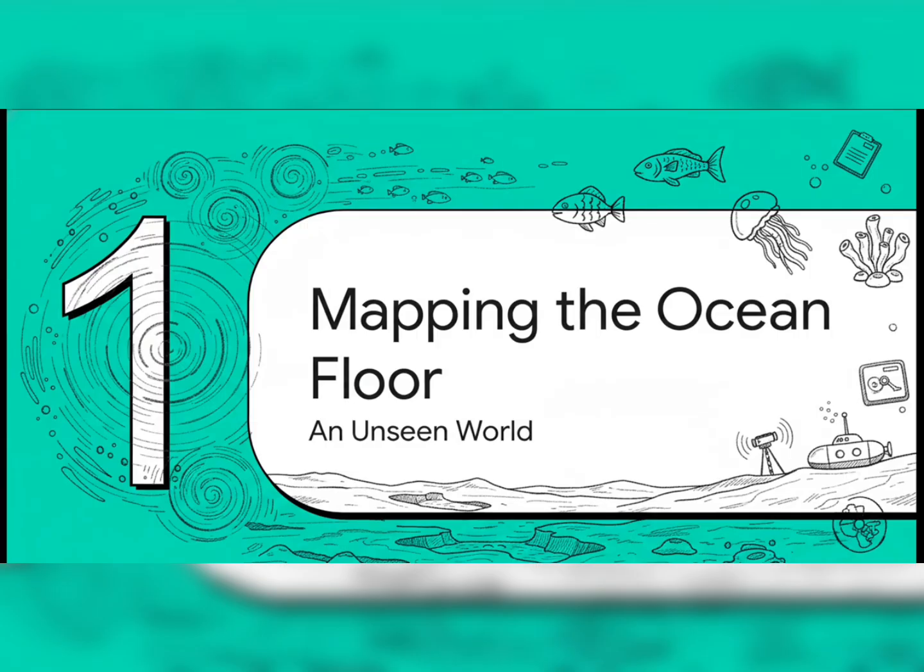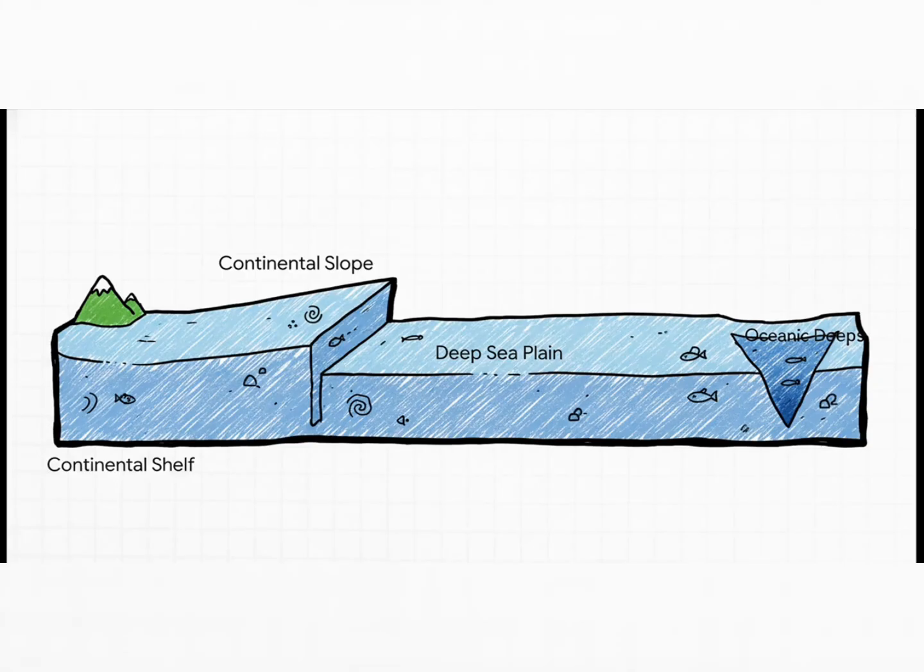Okay, first things first. Before we can explore, we need a map. So let's get the lay of the land, or the seabed, I should say. It all starts with understanding the major parts of this hidden world. When you strip it all down, geologists basically divide the ocean floor into four main zones: the continental shelf, the continental slope, the deep sea plain, and the oceanic deeps. Think of these as the fundamental building blocks of the entire underwater world.